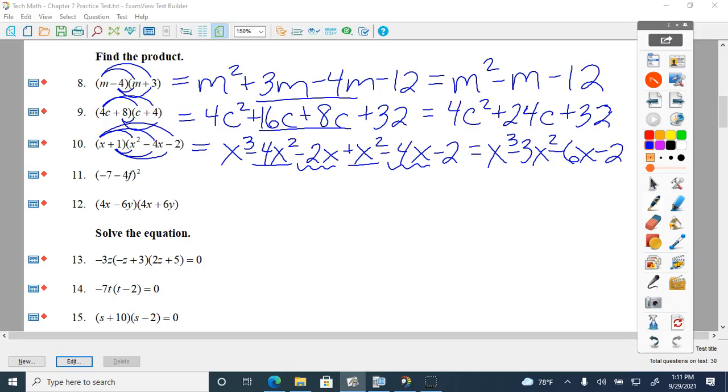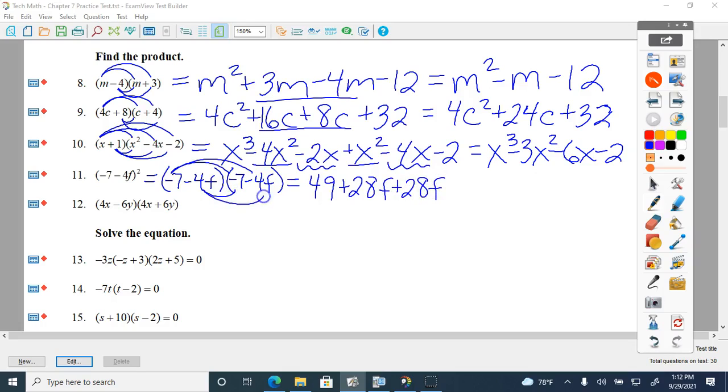For 11, we're just going to write this down twice. Okay. And then we do what we've been doing. So negative 7 times negative 7 is 49. Negative 7 times negative 4f is positive 28f. Negative 4f times negative 7 is also positive 28f. And negative 4f times negative 4f is positive 16f squared.